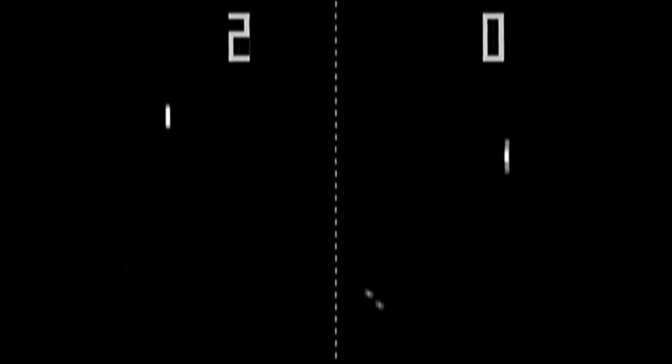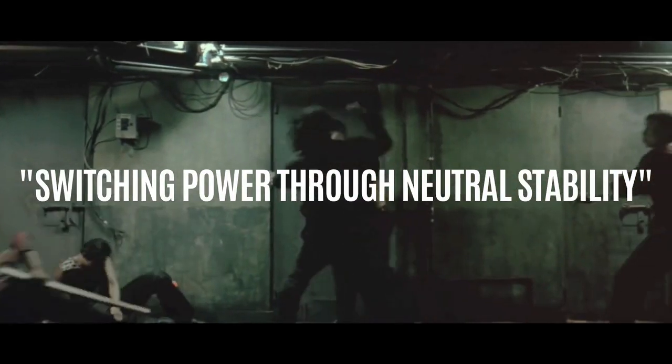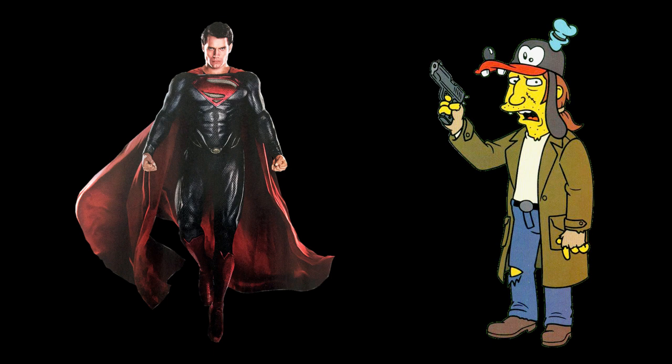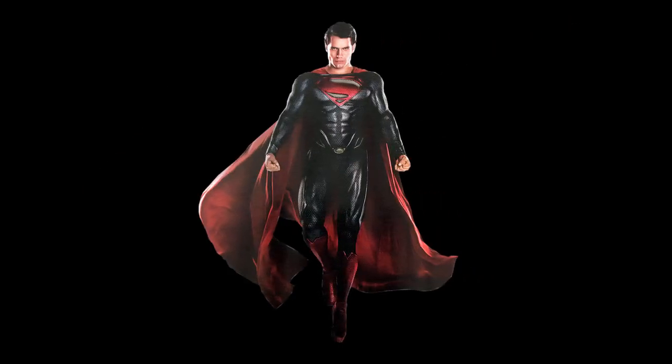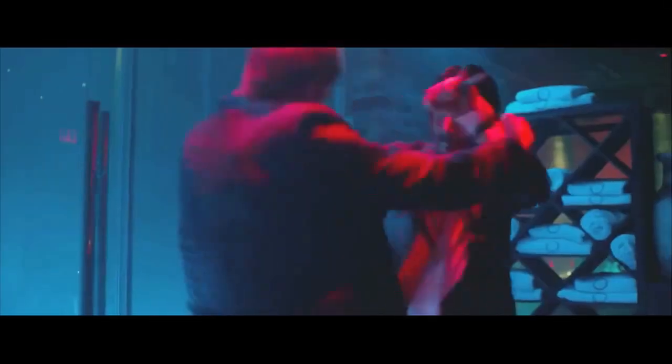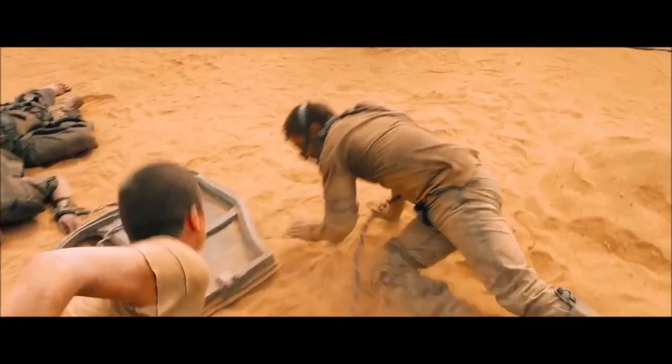It becomes a literal back and forth process so that we're never certain who is actually going to win, hence the idea of switching power through neutral stability. For example, putting a superhero in the same room as a thug does little for us because we know who's more physically capable of winning, whereas films like Die Hard, Mad Max, and John Wick make it clear to the viewer that the hero is still beatable and has natural human weaknesses which can play into how much we empathize and care about them.